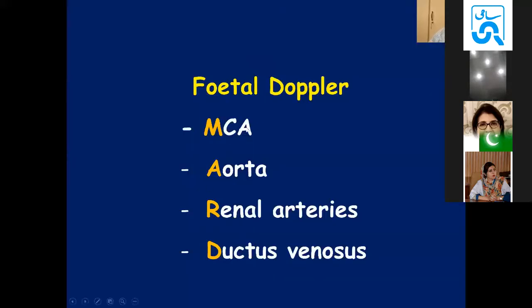Now we move on to the fetal Doppler: MCA, aorta, renal arteries, and ductus venosus. All are important, but MCA and ductus venosus are very important. These other two, the aorta and renal, trigger your mind that you have to do MCA and ductus venosus.